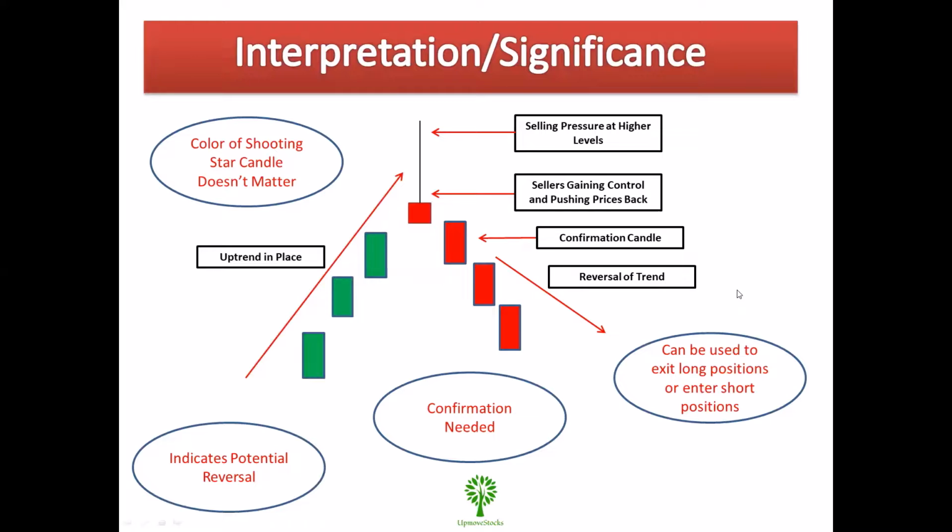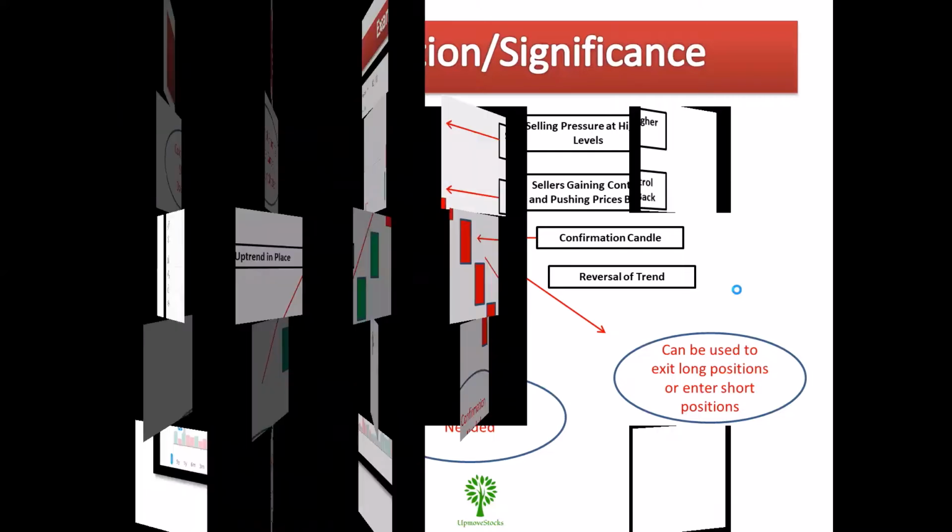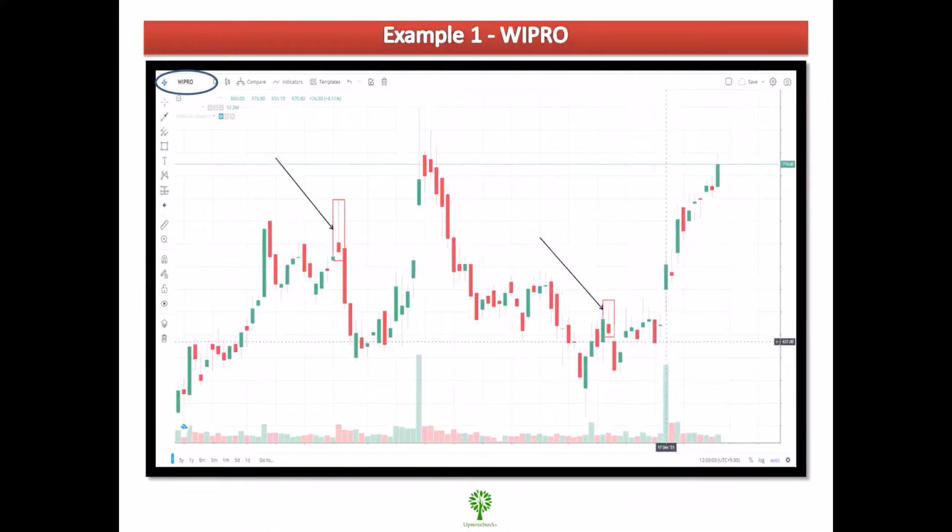So we will be showing you some examples of shooting star candles in some of the popular stocks in India. So let's see. We have already identified everything. This is the chart of Wipro. You can see that we have already marked shooting star candles here and here.